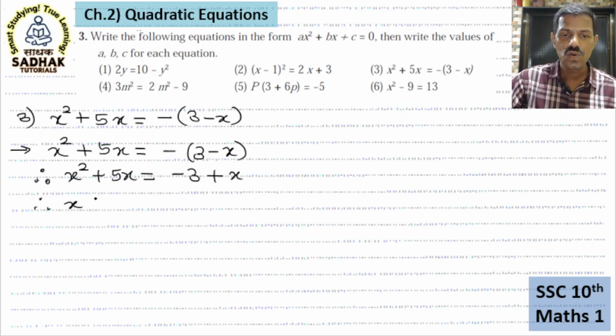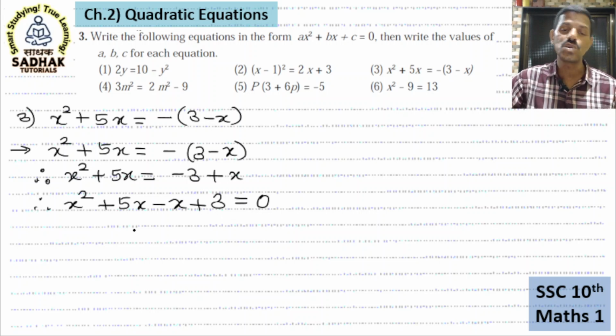Okay, so let us write x square plus 5x. Now this plus x, let us write on the left hand side, that is minus x it will become, and minus 3 will become plus 3. So on the right hand side we will get 0.